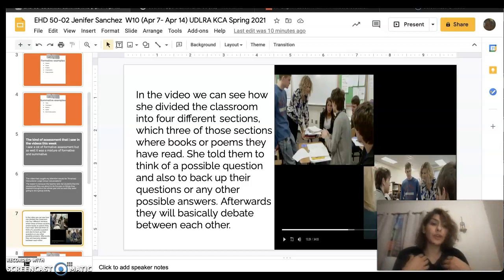Make sure that the book is always right and they are always wrong. And then the prosecutors want to make the book look wrong. So basically it was a little debate which went very well. Every student participated.